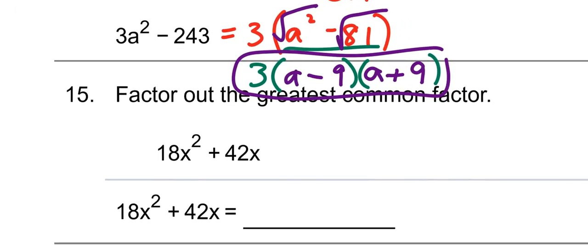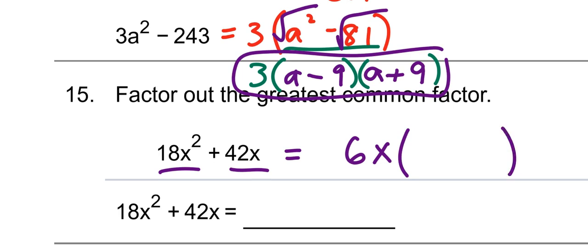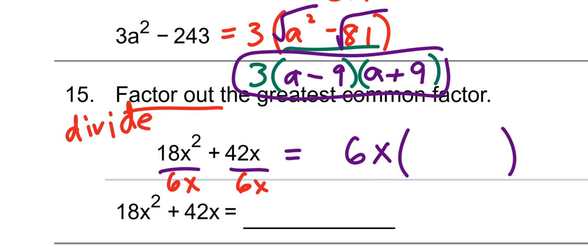Sometimes the GCF, like on question 15, is more than just a number. So for instance, I can see that these two things have a 6 in common. But they have more than that. They have a 6x in common. Now let's look at what's left. Now when I say factor out, factoring out is another word for saying divide. You need to understand that. Factoring out is using the process of division, basically, to rewrite something into two factors.